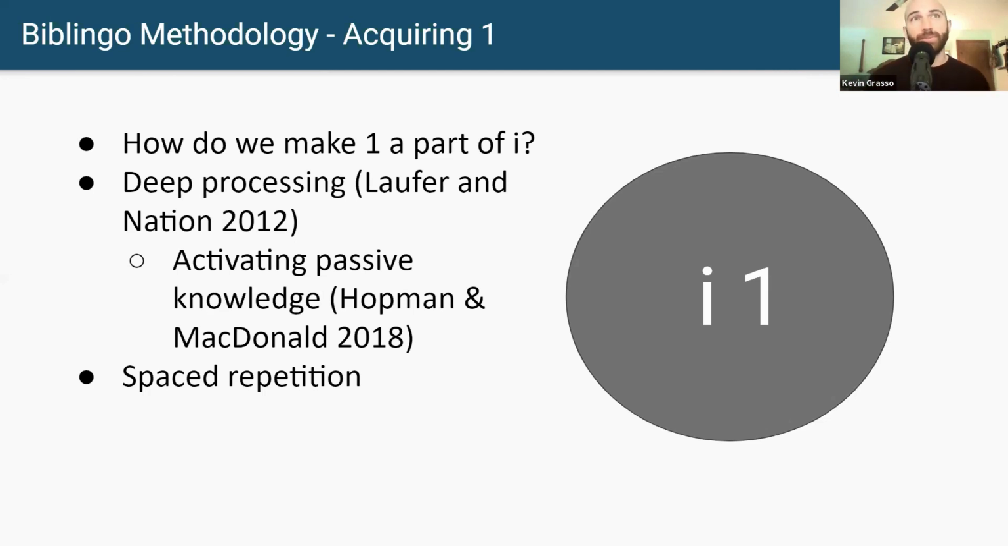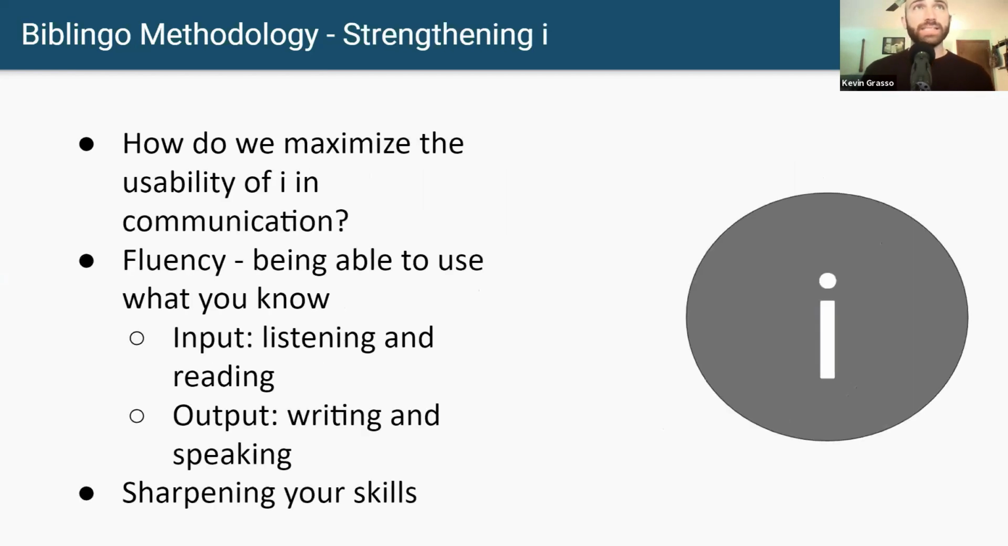And the other thing is spaced repetition. So you need to just continually see this new material again and again and again at increasingly longer intervals. And then the next thing you need to do, right, is you need to work on I, right? What your knowledge base is to begin with. So the question is, how do we maximize the usability of I in communication?